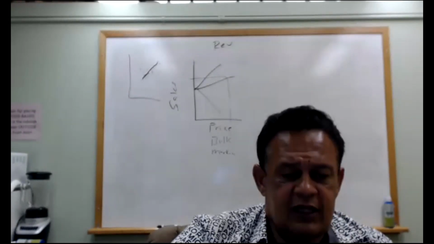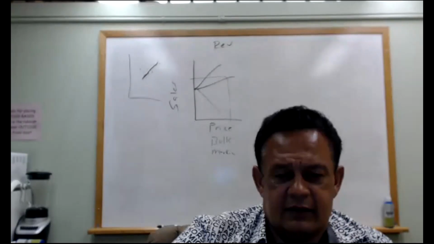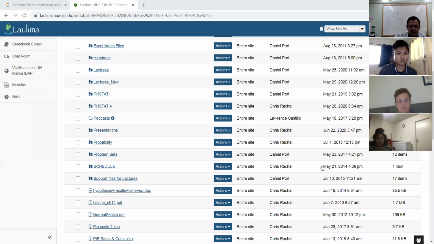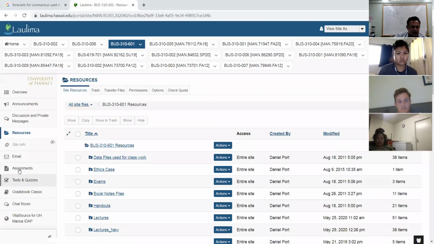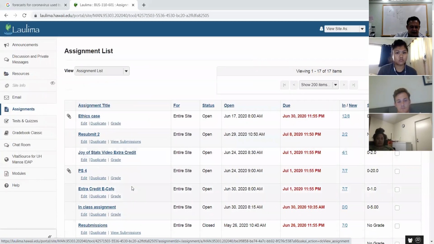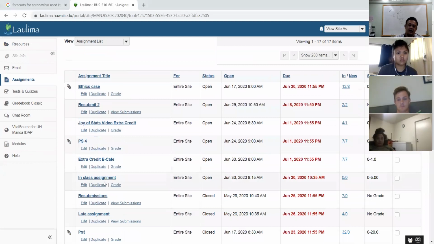If you go to our Laulima site, and you go to assignments, there's something in here that says extra credit, in-class assignment. Upload those two documents. Upload that Excel spreadsheet and upload the document that we just did. You have about 5 minutes to do it. Just exactly what we just did. Upload it, you get 5 points.